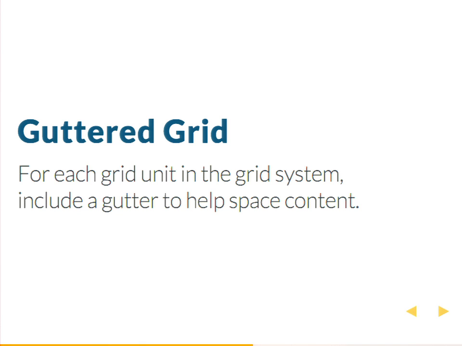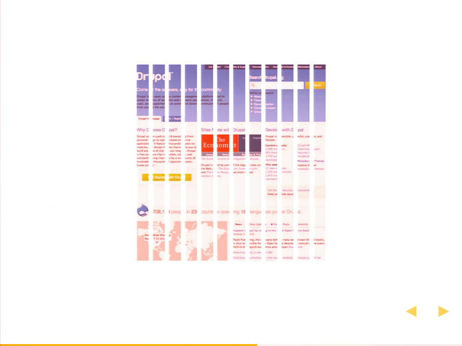So you have a guttered grid. For each grid unit in the grid system, include a gutter to help space content. If you've dealt with grids before, like the 960 grid, you've seen this a lot. This is how we do a lot of grids. This is just a simple 12 column grid on Drupal.org. We have these columns, and there are set gutters in between that help space the content.